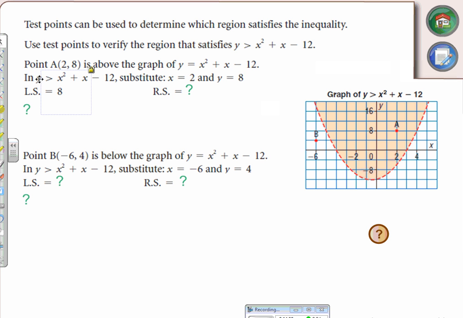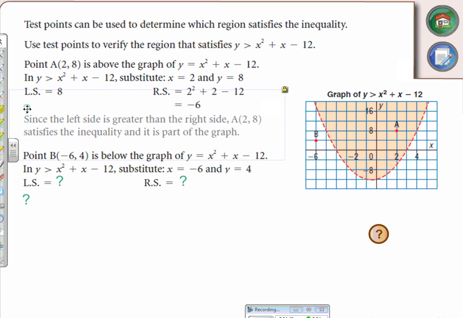So as we put it in there, the left side is equal to 8. The right side, we substitute it in: 2 squared plus 2 minus 12, negative 6. So since the left side is greater than the right side, it satisfies what I asked. Is the left side greater than the right side? Yes, I would shade in the area wherever the test point was that I picked.